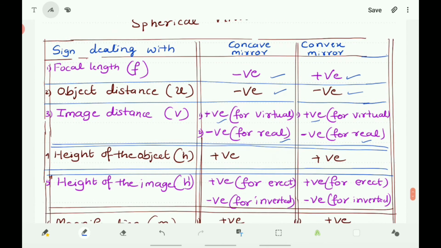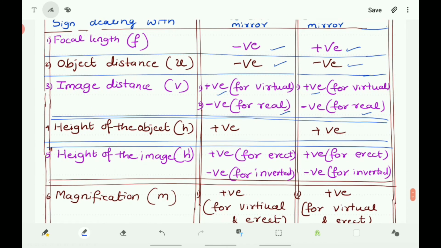Height of the object. The object is always above the principal axis. Therefore, the height of the object h is taken as positive for both concave mirror and convex mirror. Next, height of the image h dash. It is positive for erect image and negative for inverted image, for both concave and convex mirror.